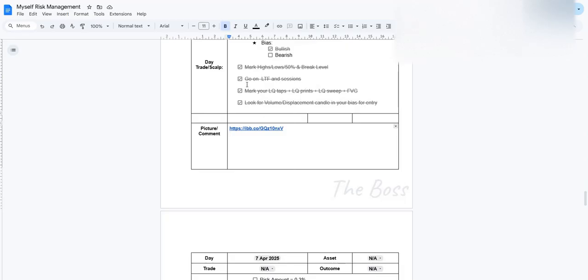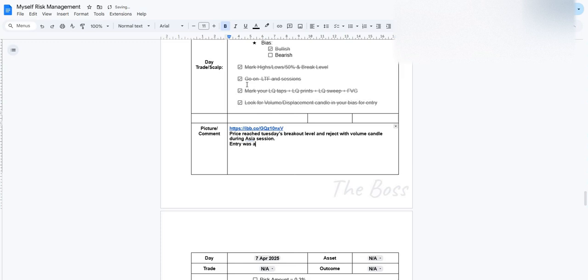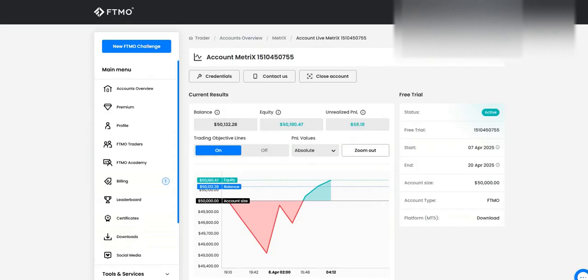Okay, so we have price. So let's take a look. Price reached Tuesday from breakout level and rejected with volume candle during Asia session. Okay, entry was at volume candle to target 3RR. Okay, right, so this is what we have.